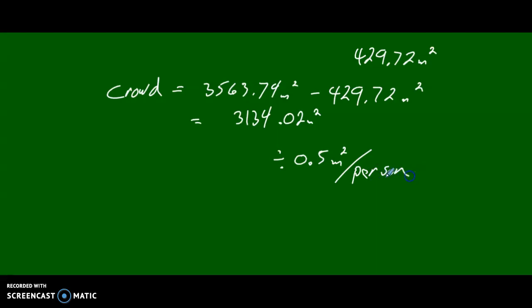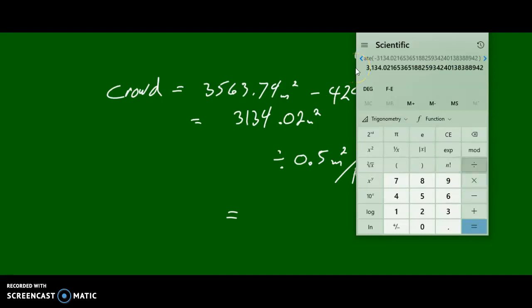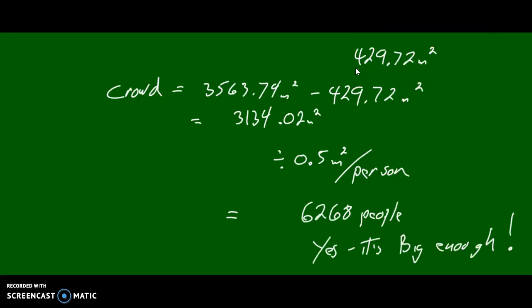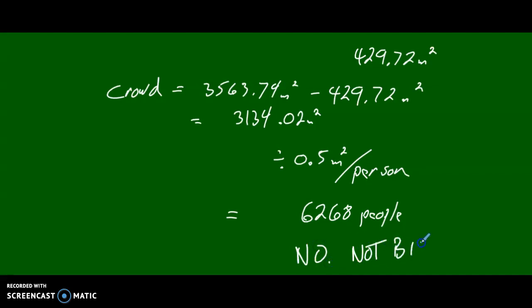Let's see if this number is close to 6,500. Dividing by 0.5, I get 6,268 people. But no, I don't have enough room. It's not big enough. I can only fit 6,268 people. So no, it's not big enough.